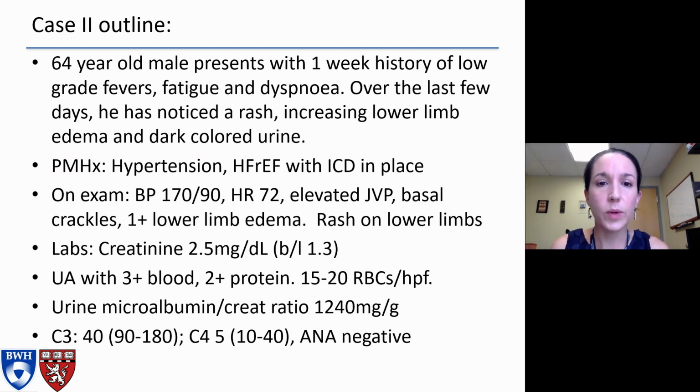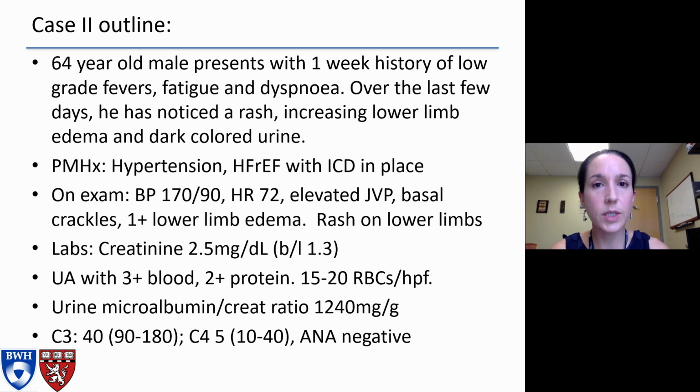So let's get into a case of nephritic syndrome. There's a 64-year-old male who presents with a 1-week history of low-grade fevers, fatigue, and dyspnea. Over the last few days, he has noticed a rash. He has increasing lower limb edema and dark colored urine.